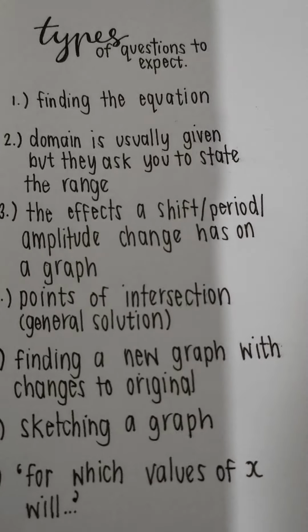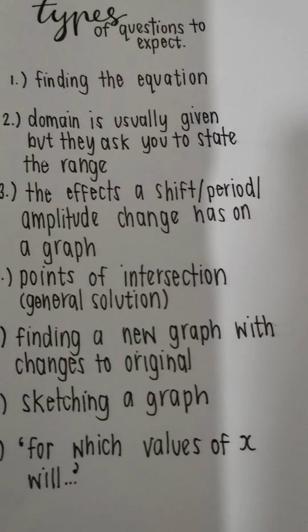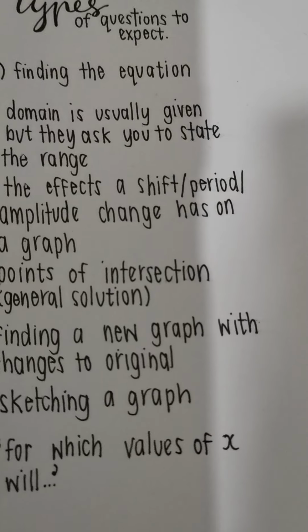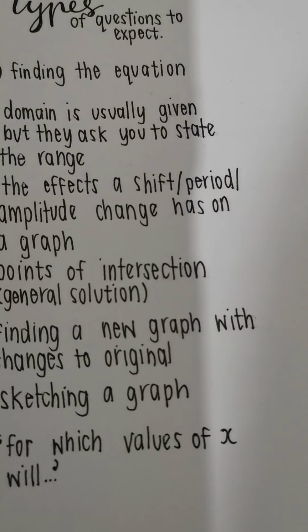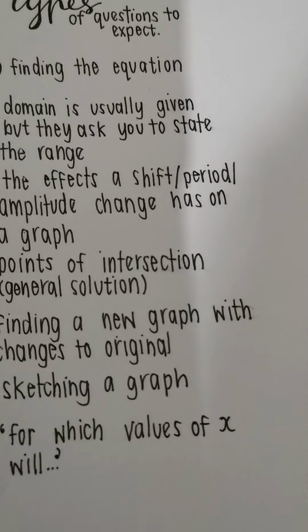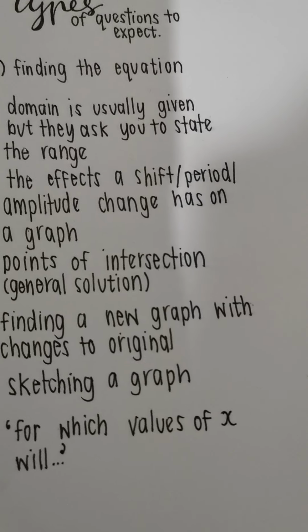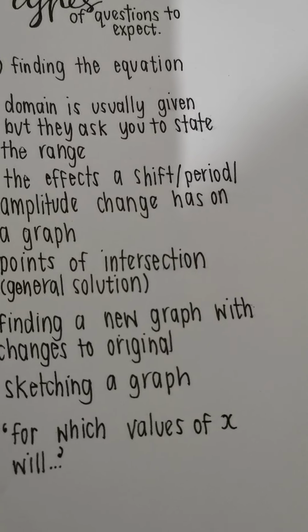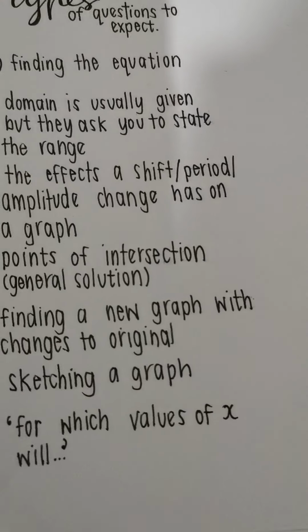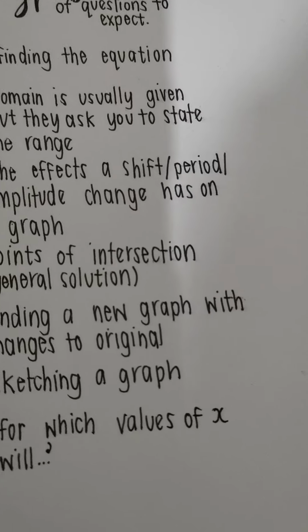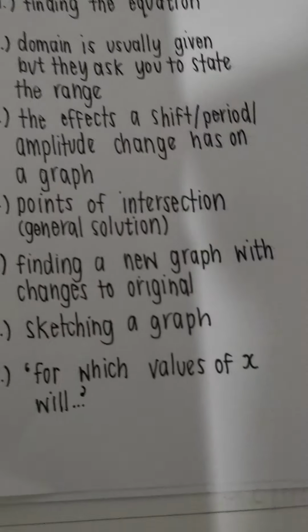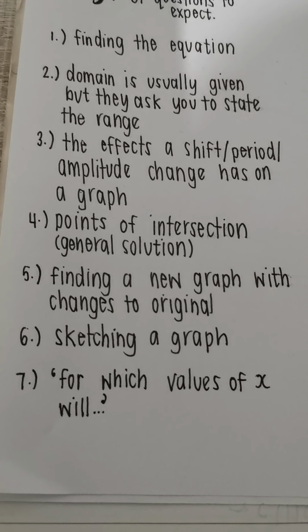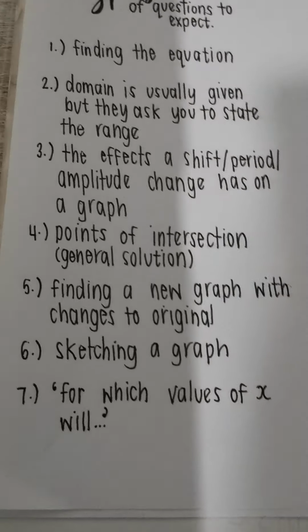Okay, let's continue. The next thing you need to know is the effects that the shift or the period or the amplitude or whatever has on the graph. And by that I mean in words. They'll ask you to explain how it got affected. So you'll say it got either shifted to the right by how many degrees, or shifted to the left by how many degrees, or shifted up by how many units, or it has a period of whatever, or the amplitude got changed by whatever value. Or it got reflected along the x-axis. Things like that you need to know, right?